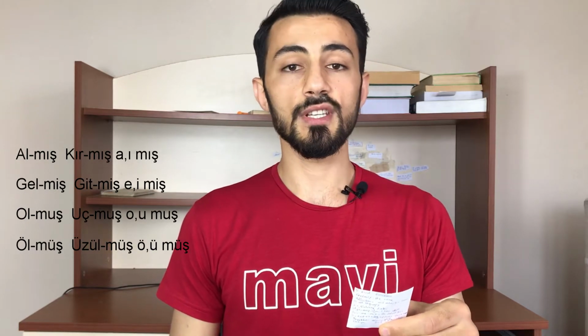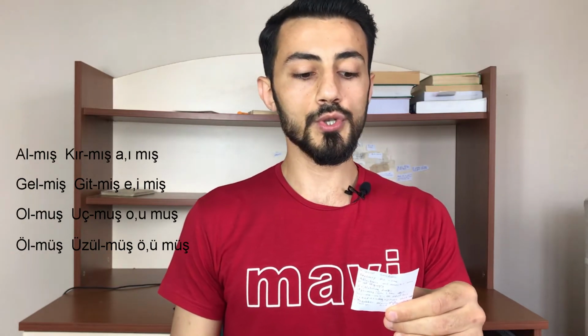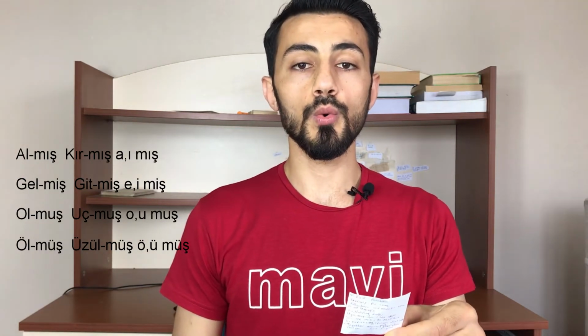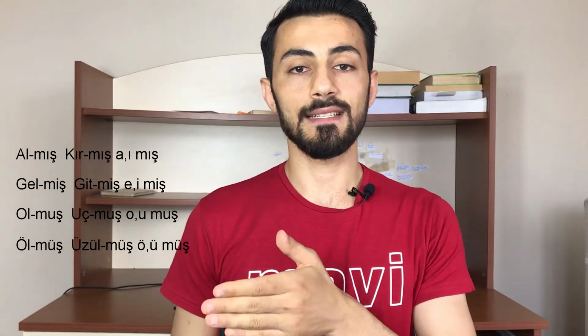Almış, kırmış. Mış follows a, ı. Gelmiş, gitmiş. Miş follows i. Olmuş, uçmuş. Muş follows o, u. Ölmüş, üzülmüş. Müş follows ü. We are adding these suffixes according to the last vowel, as you can see in these examples.